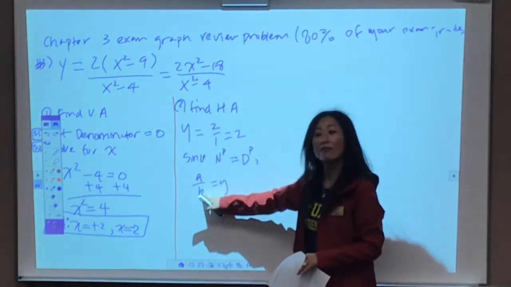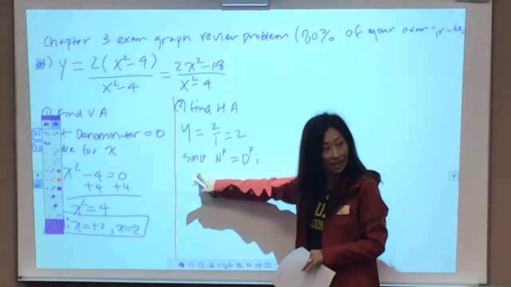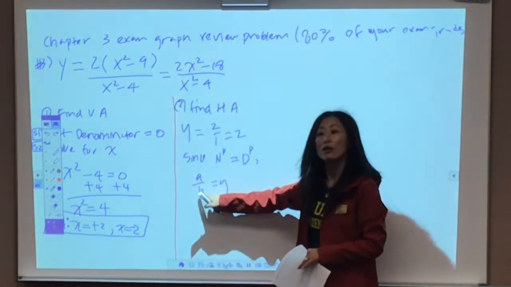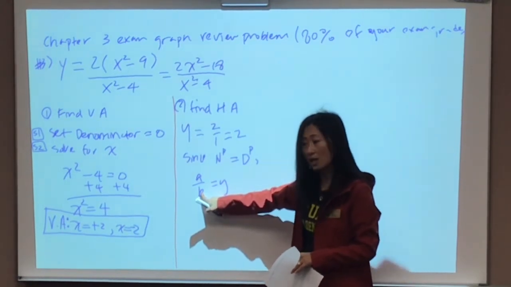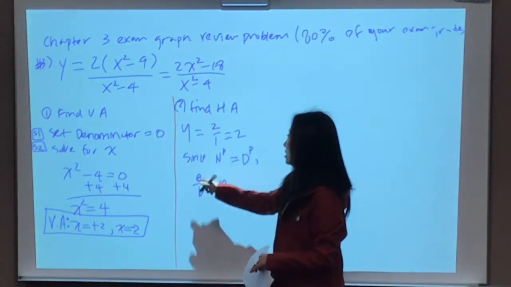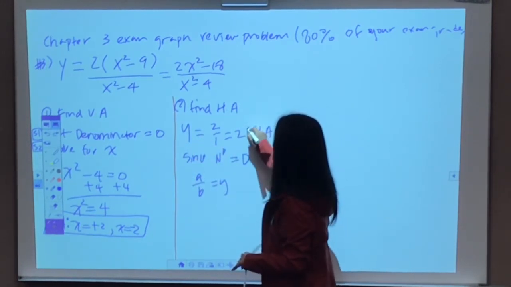What does A and B stand for? A is the coefficient of the leading term of the numerator, and B is the coefficient of the leading term of the denominator. Are you with me? All right, so you're gonna say that. So this is y. So you're gonna say this is your horizontal asymptote.